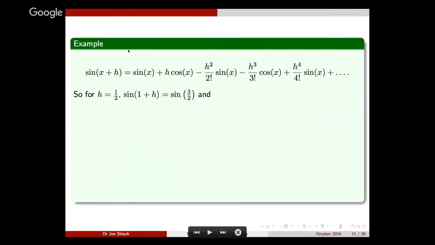What about if we halve our step length? We're still looking at sine of x plus h, but our h is reduced now. The distance between two points is reduced by a half. So what we're actually approximating is sine of 3 over 2, because 1 plus a half. In this case, our h is no longer 1, it's a half. Half cos 1.